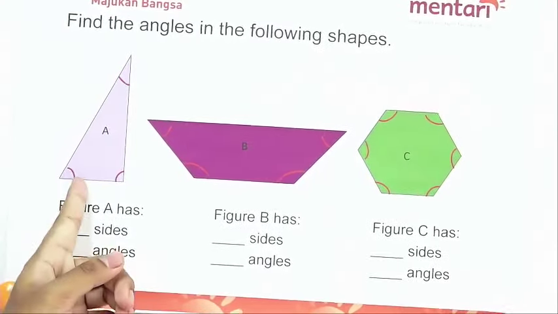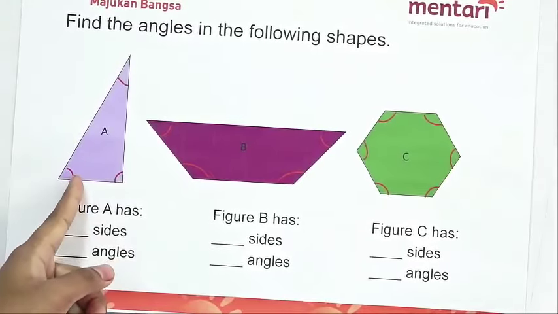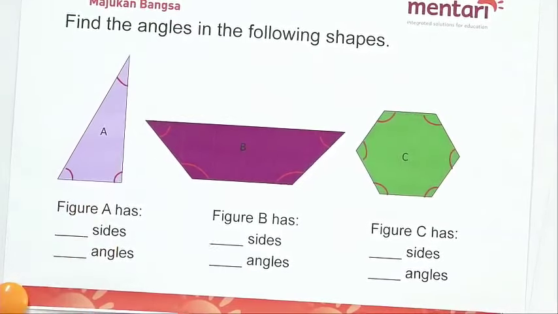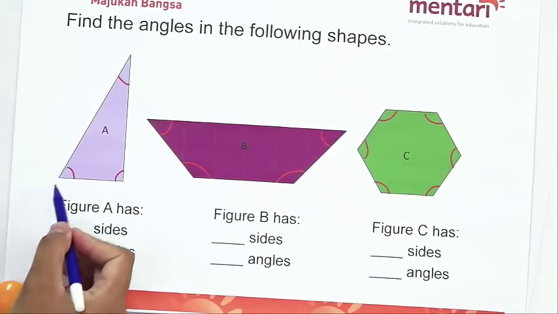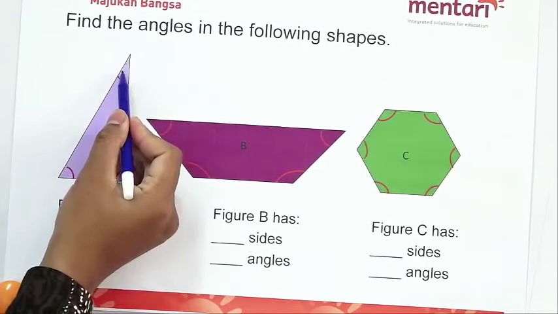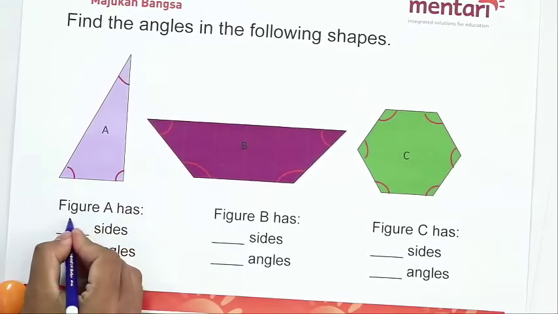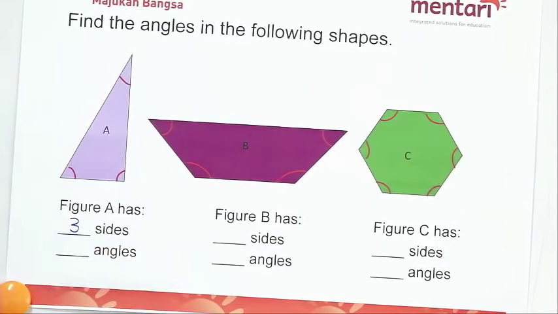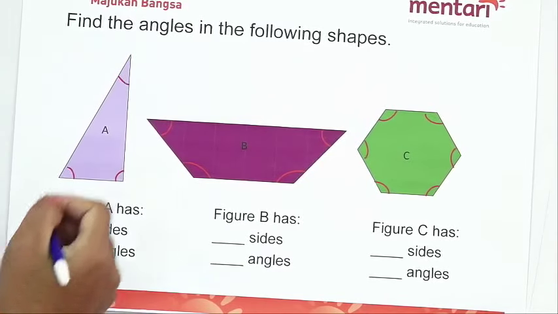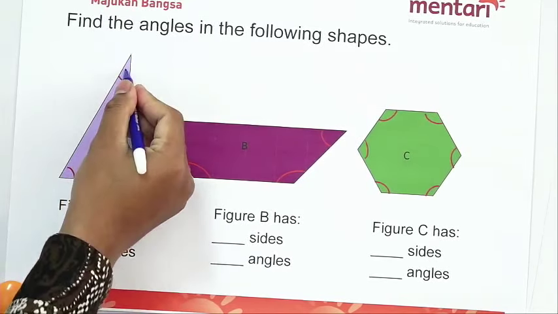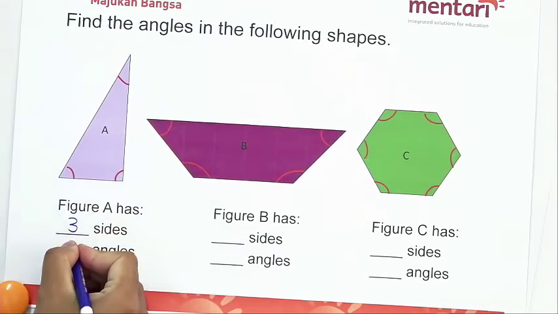So what shape is it? It is a triangle, yeah? And how many sides? There are 3 sides. 1, 2, and 3. There are 3 sides. And how many angles? There are 1, 2, and 3.